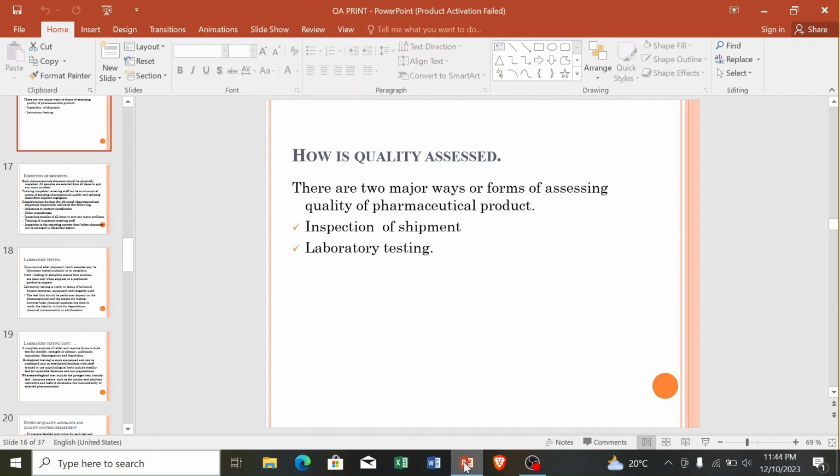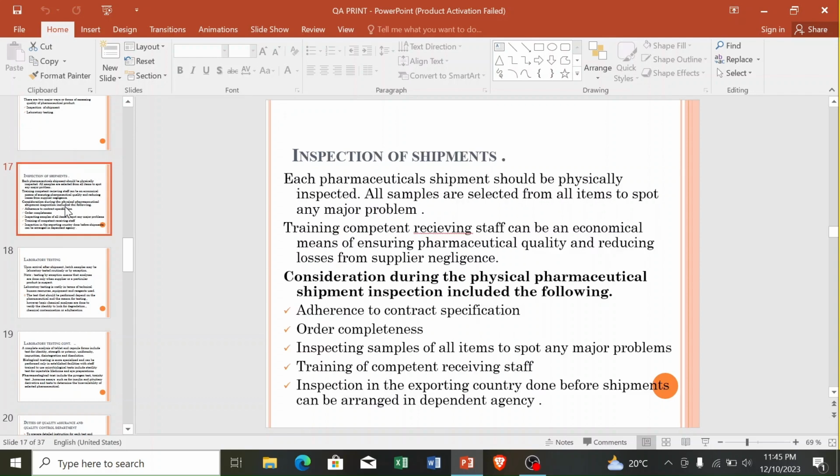So today we want to look at how quality is assessed, how quality is assured. Quality is assessed in two forms. That is inspection of shipments, where we can be positioned to assess, and then we can also carry out what we call laboratory testing. However, under inspection of shipments, each pharmaceutical shipment should be physically inspected. Samples are selected from all items to spot any major problem. So we looked at inspection.